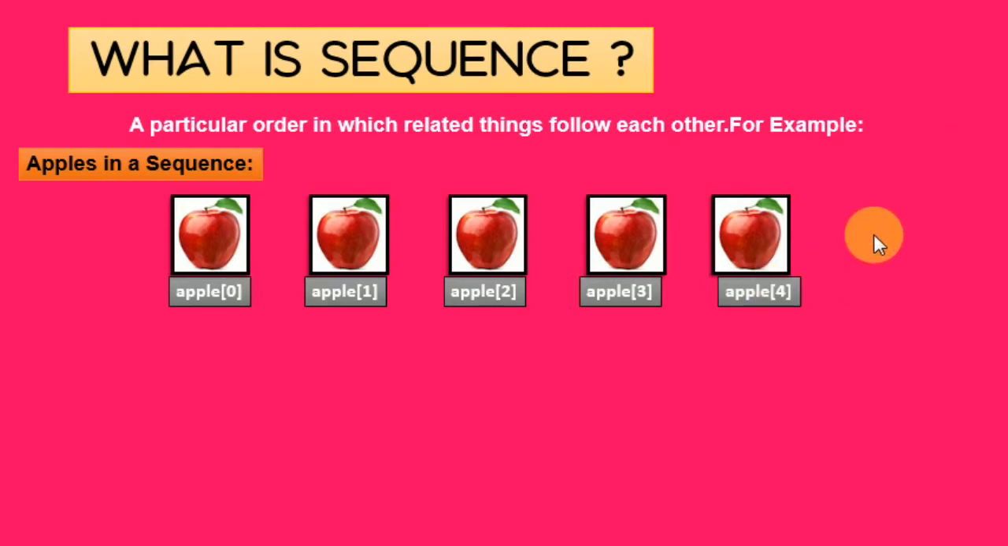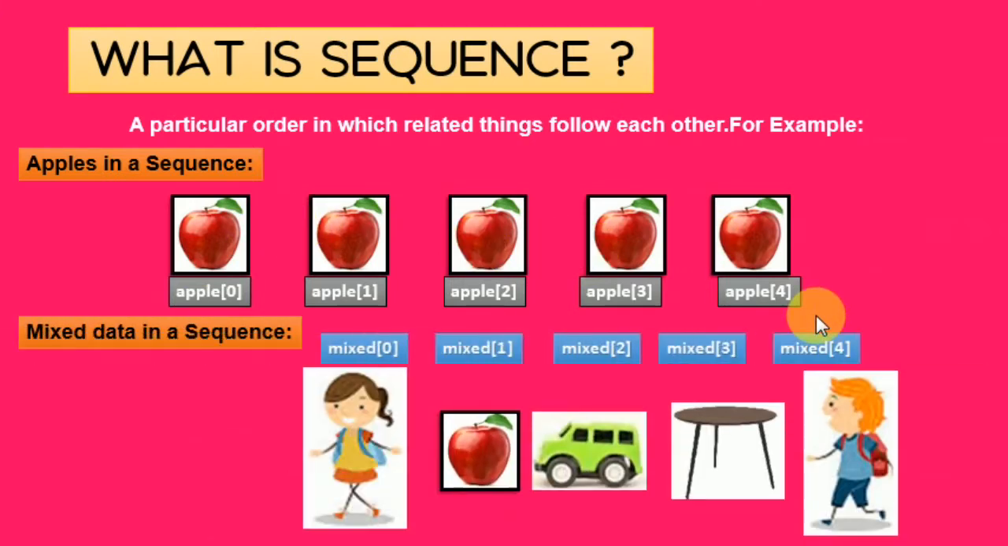Now when we are working with sequences, some of them are going to store mixed data. Mixed data means it is not only apples, only children or only cars. It might be mixed, like kids, a table, a car and an apple all together. We are going to discuss that afterwards. I'm just giving you an example that you can put mixed data in a sequence as well.